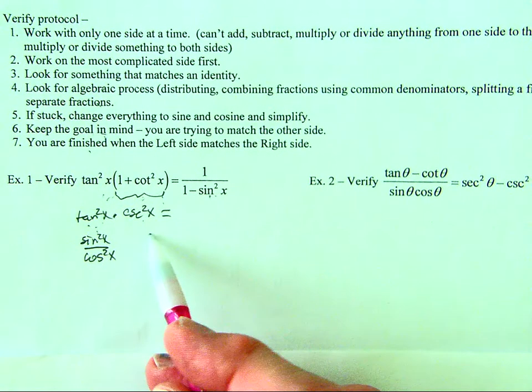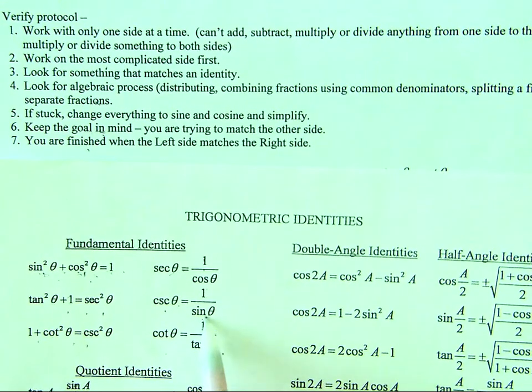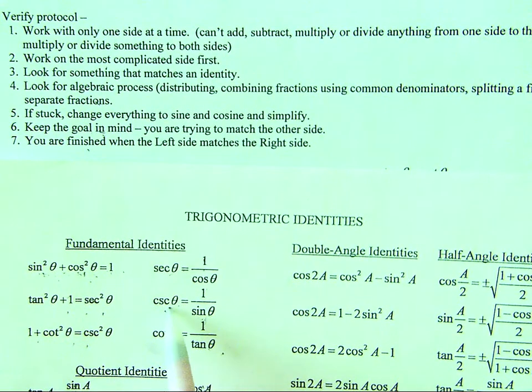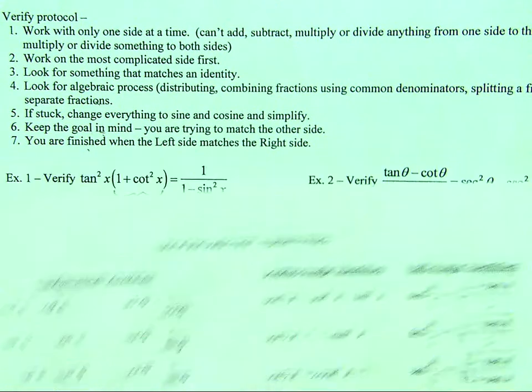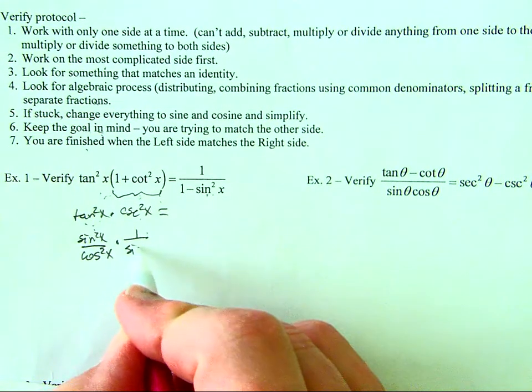Then we have cosecant squared. Well, from our reciprocal identity, we know that cosecant is the reciprocal of sine, so 1 over sine. So that means cosecant squared should be 1 over sine squared. So let's replace that cosecant squared with 1 over sine squared.